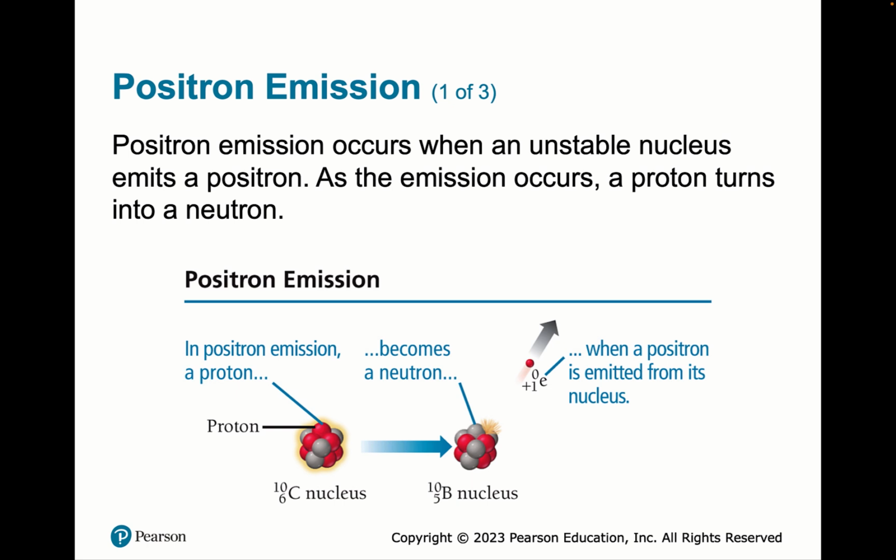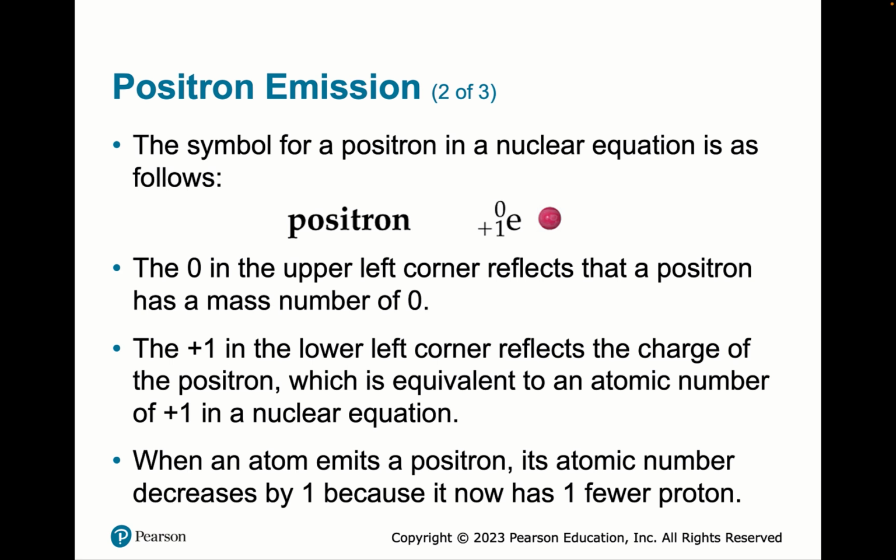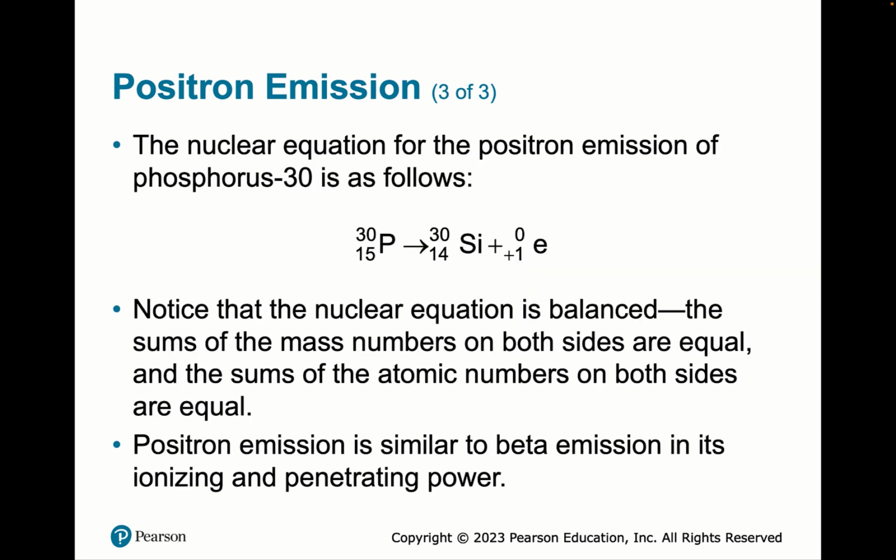So for instance, here you can have a carbon 10 nucleus go to a boron 10 nucleus, and this is what we use for PET scans, the positron emission tomography. That's what a PET scan is. So a positron is just like an electron, but it's a +1. Also, they have a spin, which I mentioned before, but you're not going to see this.